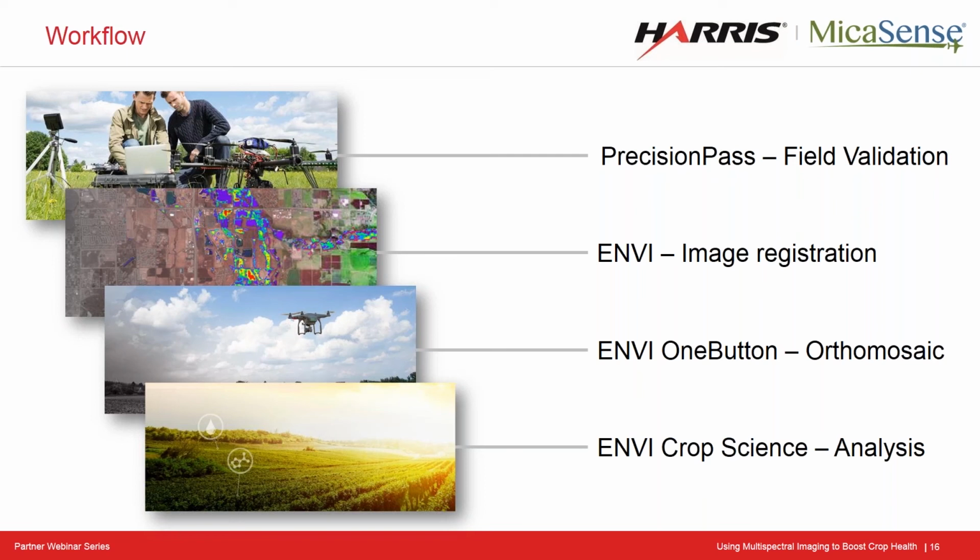So with the MicaSense RedEdge, each one of the bands is captured by a different camera, so it's important that you do image alignment, and we can help with that using ENVI. And then using ENVI1 button, you can do orthomosaicing to get a final image that can either be visually interpreted or passed into ENVI Crop Science for further analysis.